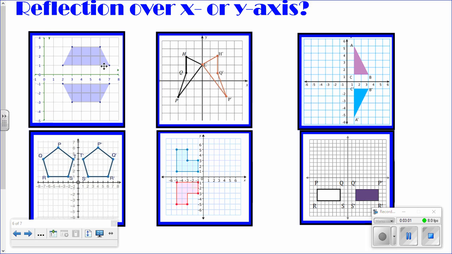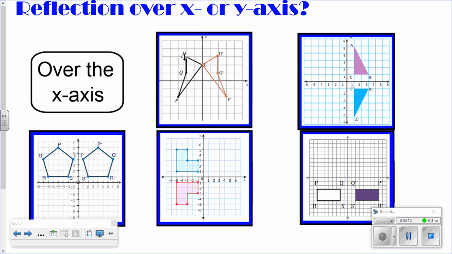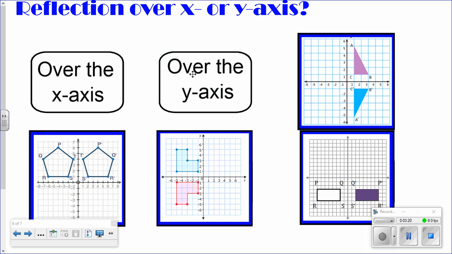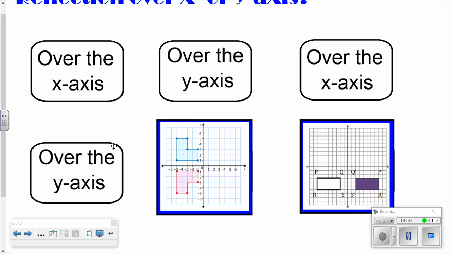So let's decide here. On this one, is this a reflection over the X or the Y? Well, it was up here in quadrant 1, and now it's down in quadrant 4, so it's over the X. In this one, you can see that H is over here in quadrant 2, and then it flips over to quadrant 1, so that's over the Y. In this one, A is up here in quadrant 1, and it flips down here to 4, so that is over the x-axis. In this one, looking at any letter, P is over here in quadrant 2, and it's flipping over to quadrant 1, that's over the Y.